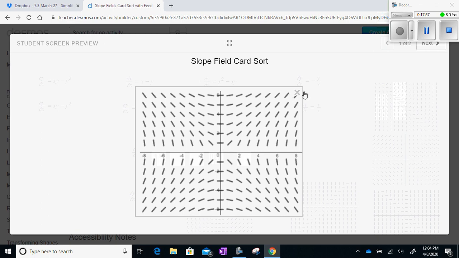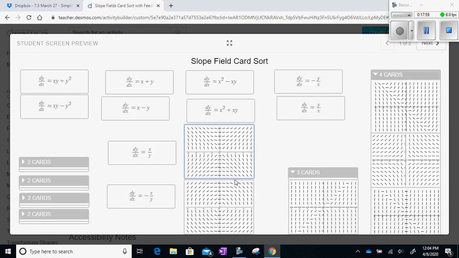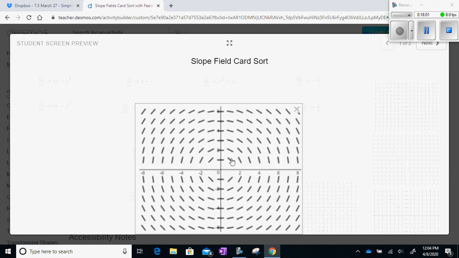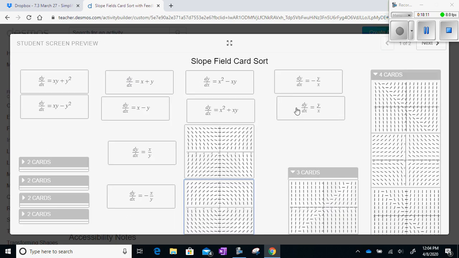Got that? So let's close this off. Let's open up the other one. If you do 1, 1, 2, 2, 3, 3, 4, 4, 5, 5, 6, 6, you can tell that this slope is a negative 1. Okay?